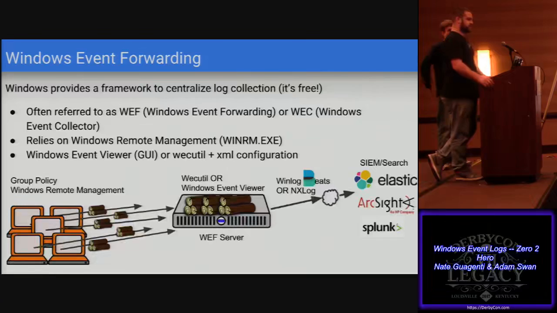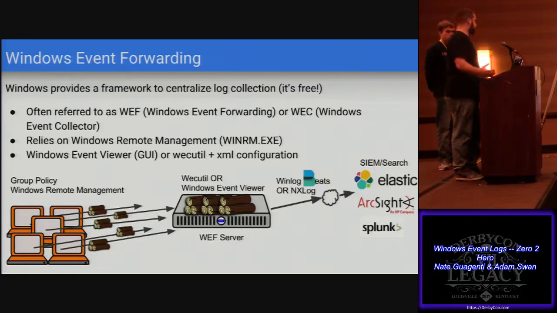Okay, all right. So this is kind of what Windows Event Forwarding looks like. Essentially, you're just deploying it through a GPO to all your computers. All your computers talk to one centralized server. Then from that server, you use something like NXLog or Elastic Winlogbeat, and then send it to your SIEM.